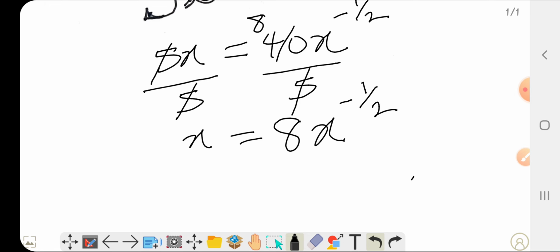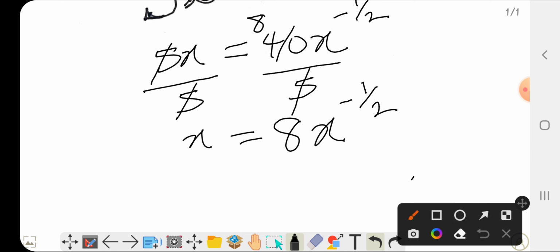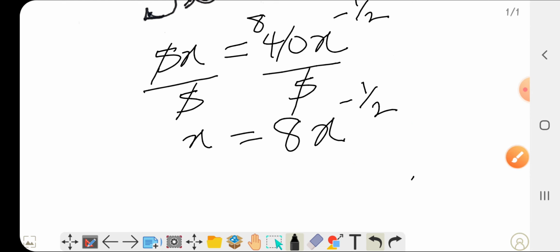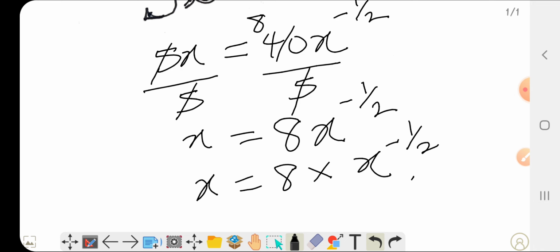So in this case, we are going to reverse this x raised to the power minus 1 over 2 using law of indices. And don't forget that the x raised to the power minus 1 over 2 is in product with the 8. So before I even reverse it, I can write it in product form clearly so that you understand what I'm trying to say. So we'll say x equals 8 times the x raised to the power minus 1 over 2. So it's now very clear.